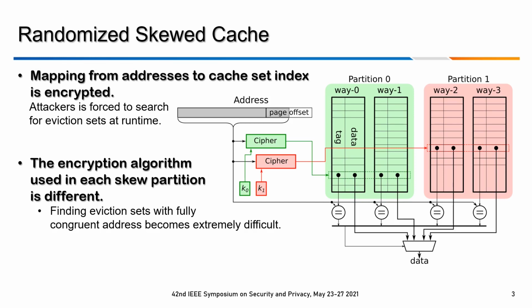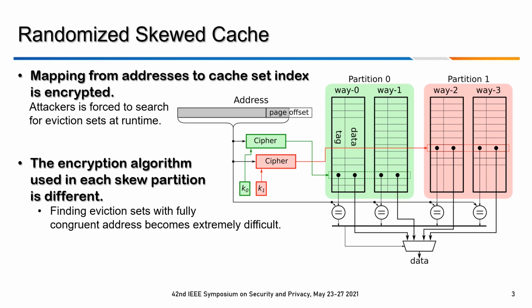Let's first recall the structure of randomized skewed caches. Here is a randomized skewed cache with 4 ways divided into 2 skew partitions. The mapping from the addresses to cache set indexes is encrypted, so that attackers cannot form eviction sets by aligning addresses. They are forced to search for eviction sets at runtime.